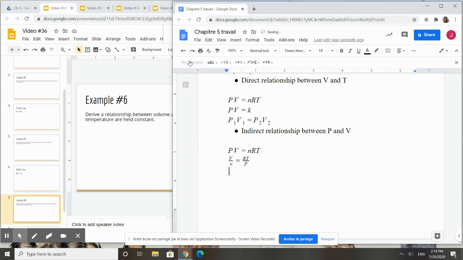Once you get it set up with your variables on the left, you can write this as V over n is equal to some constant. I'm just going to call it b here, but again, I could call it literally anything. So volume over number of moles is equal to second volume over second number of moles. This is a direct relationship.